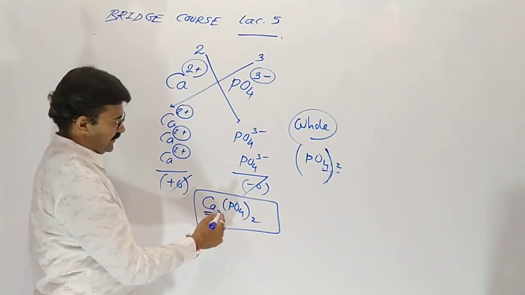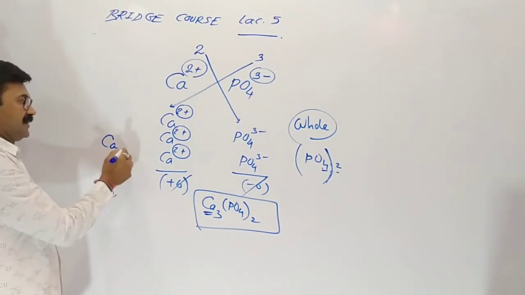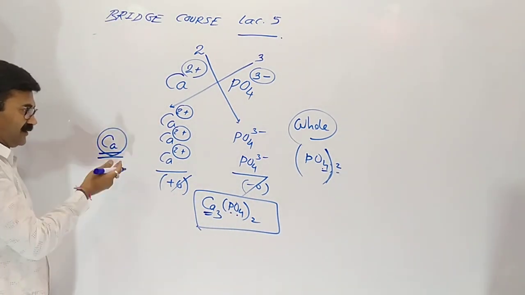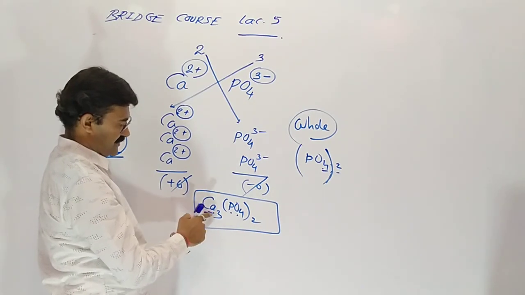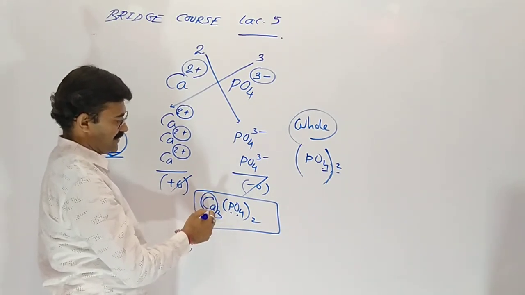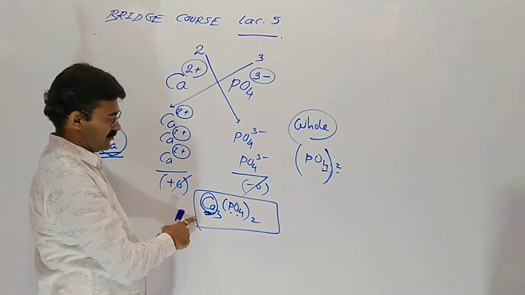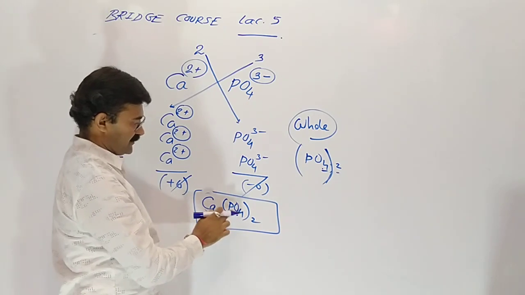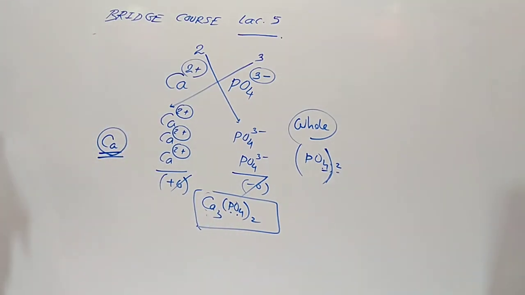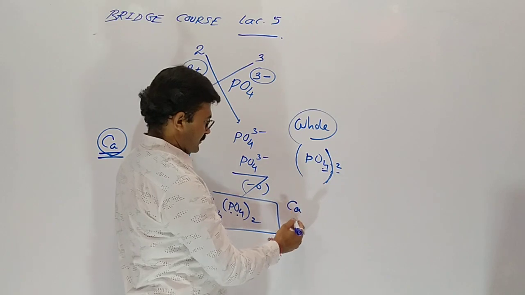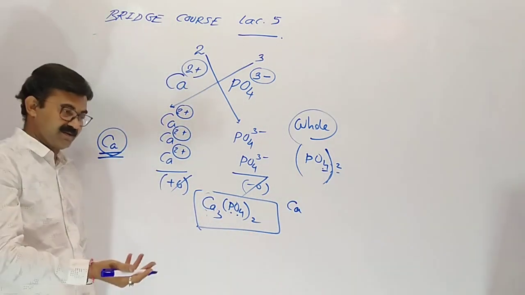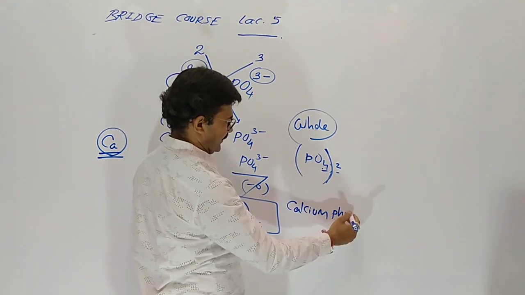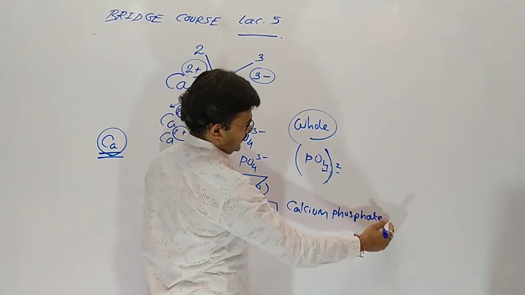So why is the bracket not taken here? Here only one element, there 2 types of elements. Calcium is only one element, not C and A. Both are not separate, only one element. So no need to take a bracket. So here no bracket is taken, but phosphate compulsorily comes in a bracket. So give the name whatever: calcium is 1 time, 2 times or 3 times, calcium phosphate is our answer.